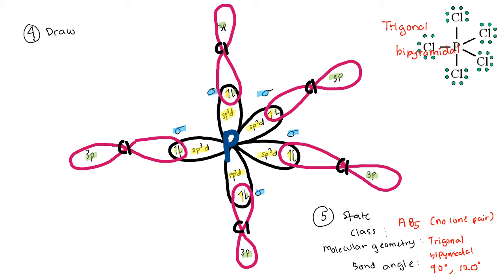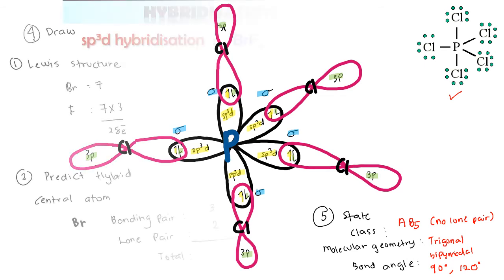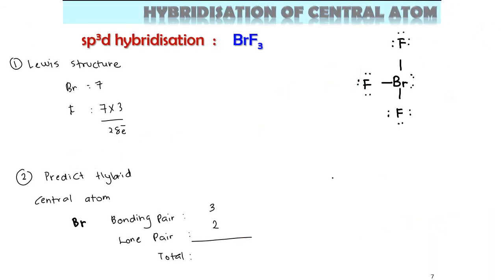So double check with your Lewis structure. It should be trigonal bipyramidal. Okay, next. Let's look at the example of BrF3.